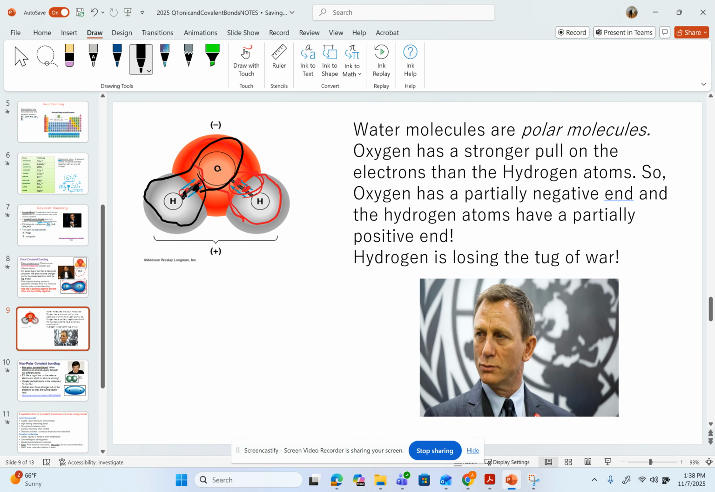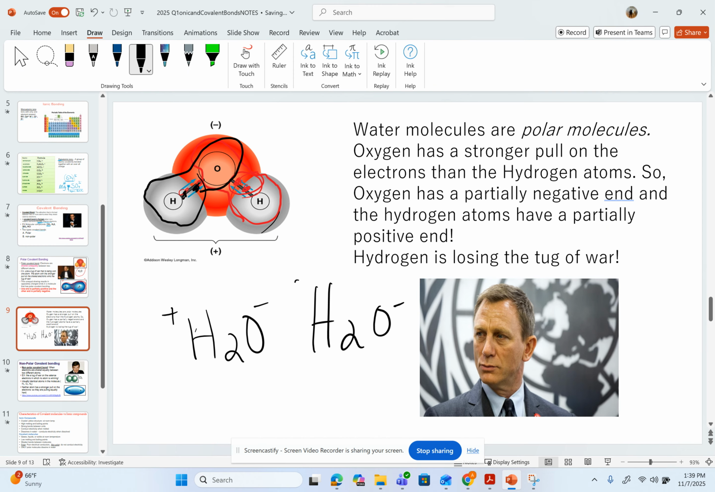But oxygen is so much stronger, these two electrons and these two electrons are going to spend more time in the oxygen cloud, making it a little bit negative because electrons are negative, and less time in the hydrogen cloud, making these guys positive. So this is what happens quite often if you get a whole bunch of water together. Hydrogen is partially positive, oxygen is partially negative.